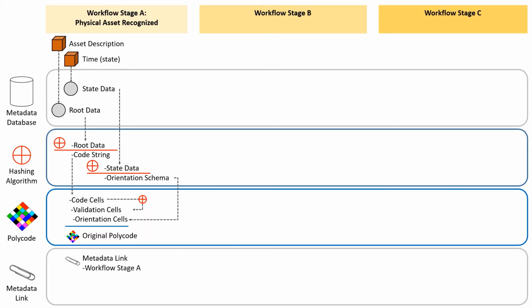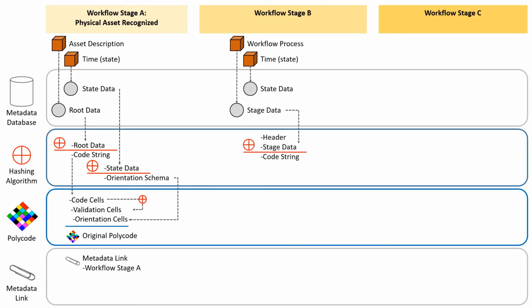In a successive workflow stage, the physical asset undergoes some sort of development, whether that be a manufacturing step, an aggregation, transportation, or the like. This stage will have its own time or other critical state, and these two values are stored as data. For this hash calculation, the descriptive data of the stage is hashed with the preceding polycode used as a header, linking the two steps.